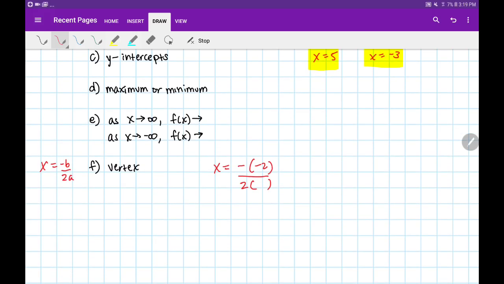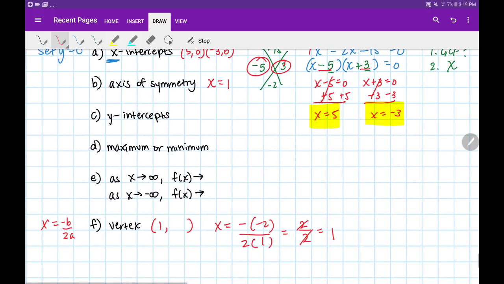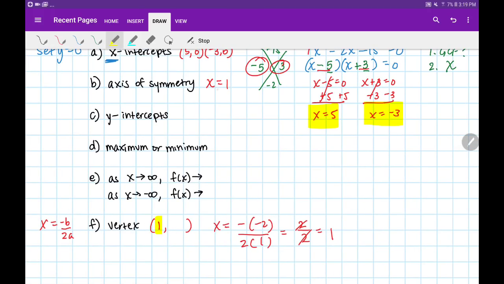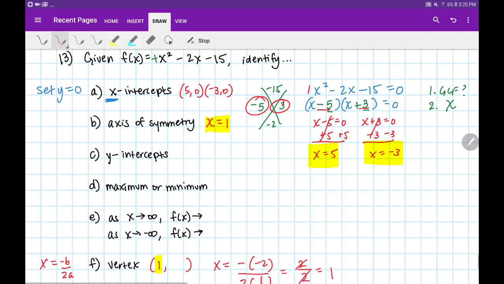Okay. That'll give me a positive 2 on top, 2 on the bottom, which leaves me with 1. My vertex is 1 comma something. Before I figure out that missing y value, notice that the x value matches. Okay, let's go ahead and find our y value now. So we're going to need to figure out what y equals when our x is 1.